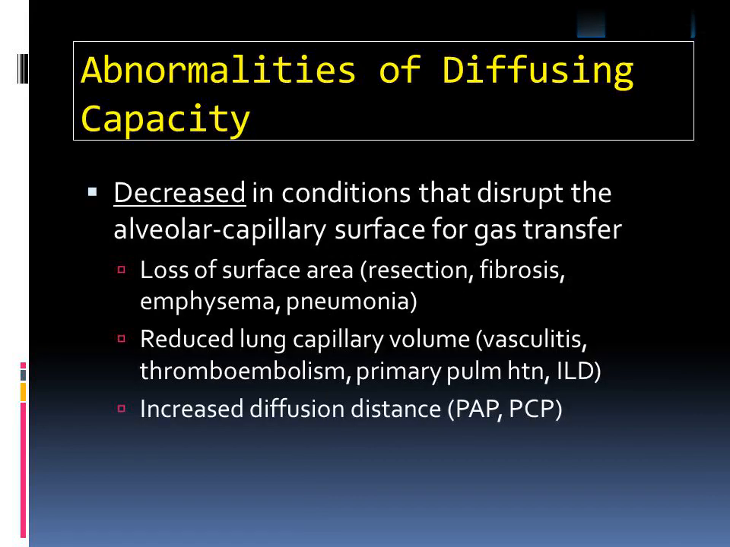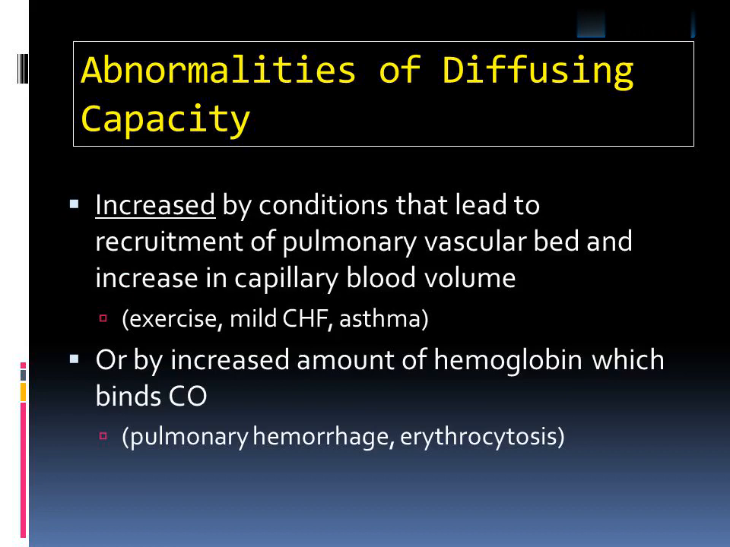Abnormalities of diffusing capacity. Decreased in conditions that disrupt the alveolar capillary surface for gas transfer. Loss of surface area: resection, fibrosis, emphysema, pneumonia. Reduced lung capillary volume: vasculitis, thromboembolism, primary pulmonary HTN, ILD. Increased diffusion distance: PAP, PCP.